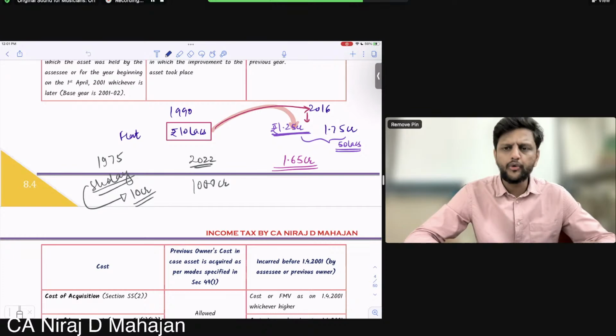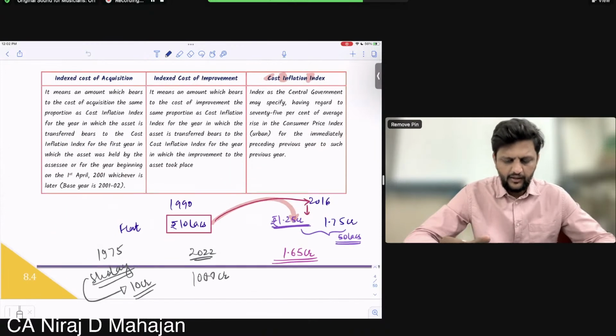Okay. So how do we do the indexation, bacho? I have covered index cost of acquisition as well as index cost of improvement, so basically bringing it to the present value. For that, bacho, we use index numbers. Yes, clear? And those index numbers are called cost inflation index.